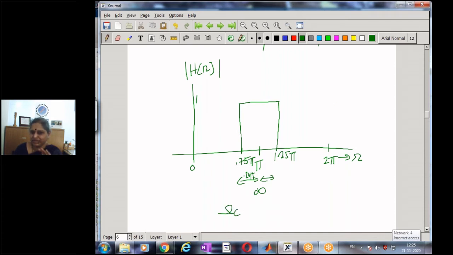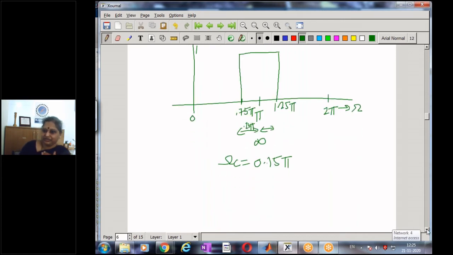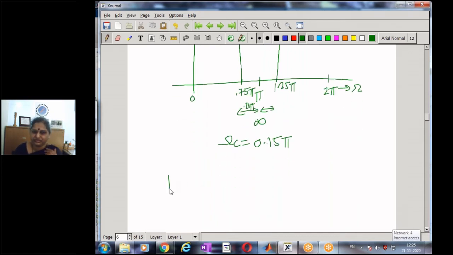Only this is given: omega c is equal to 0.75 pi. This is what is given, and for this, we need to design the filter. So now let's do the first step. And what's the first step?